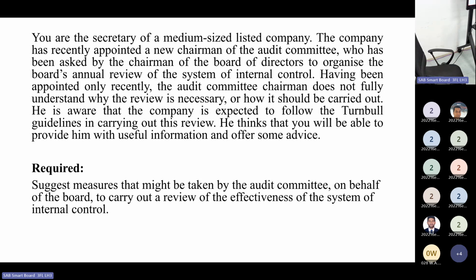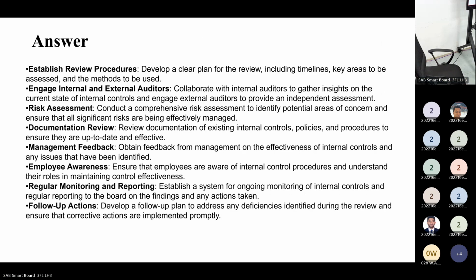Suggest measures that might be taken by the audit committee on behalf of the board to carry out the review of the effectiveness of the system of internal controls. If you are going to review the internal control system, they have to do these things. First of all, they have to establish the review procedure. How are we going to review? Then engage with internal and external auditors.